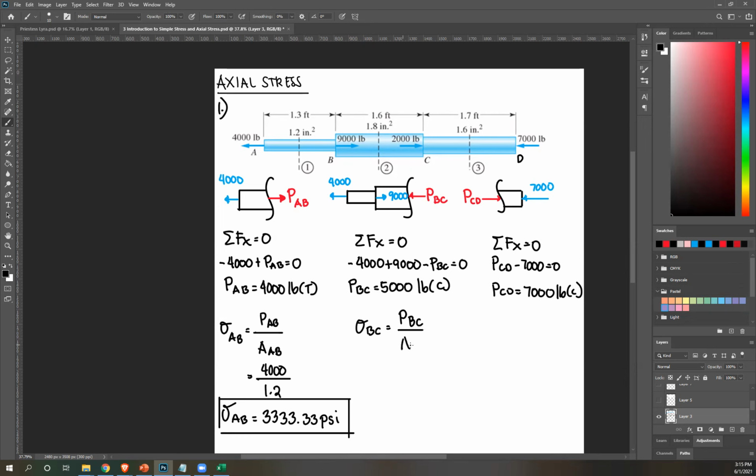Sigma BC equals PBC over ABC. BC is 5,000. Oh, by the way, don't forget, I forgot to indicate if it's tension or compression. This is tension. Equals PBC, once again, that's 5,000. The area, look here, it's 1.8. Please solve. What's the answer?